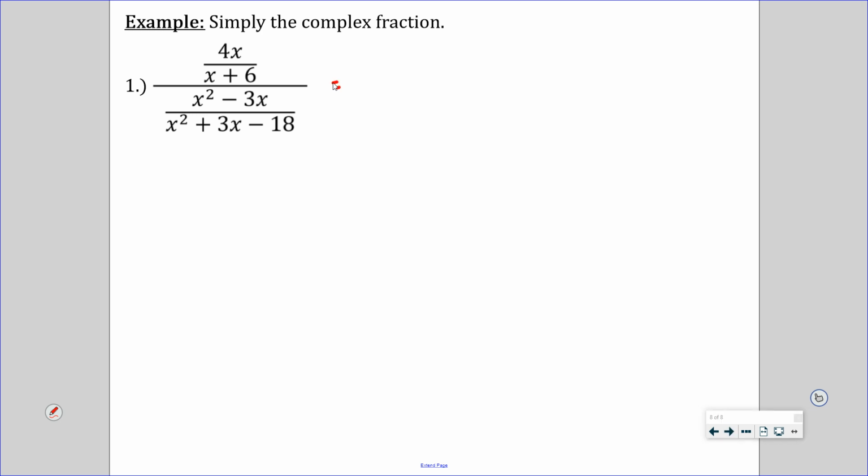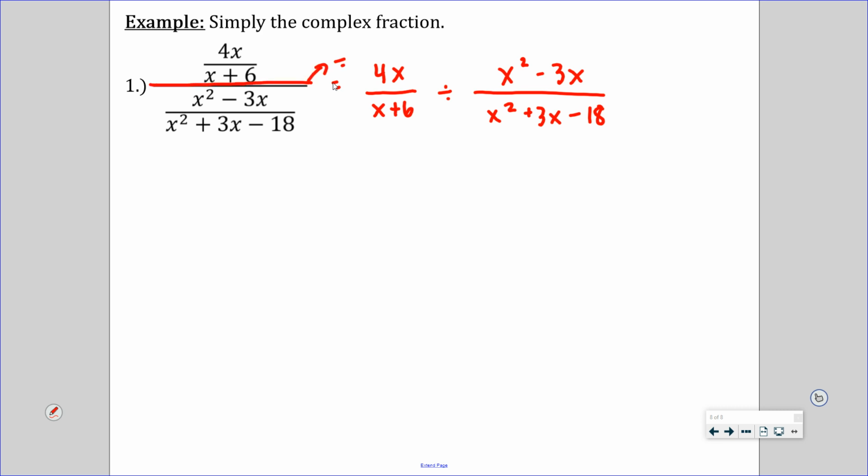This says you have 4x over x plus 6. Every fraction is just a division problem. 4x over x plus 6 divided by x squared minus 3x over x squared plus 3x minus 18. Everybody okay with that? This is really just division. That's the math. Really just the same as dividing. And now we can keep, change, flip. And this one's very similar to the one we just did, so I'm going to quickly factor it since we're running a long time.